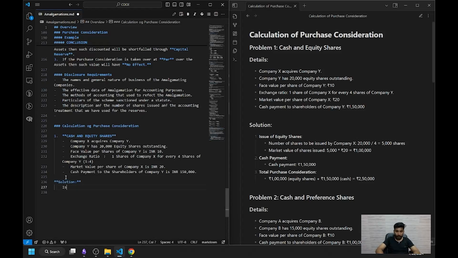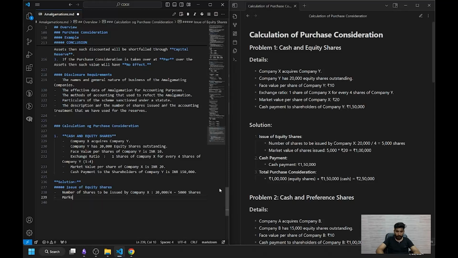First of all, we will issue the new shares. Issue of equity shares. How? This is as follows. Number of shares to be issued by company X is 20,000 divided by 4. Why? Because the ratio is 1:4. So for every 4 shares of Y, company X will issue 1 share. So if Y has 20,000 equity shares, company X is going to issue 20,000 divided by 4, that is 5,000 shares.